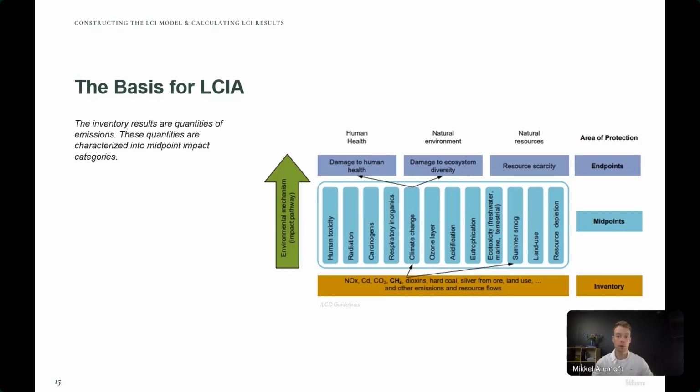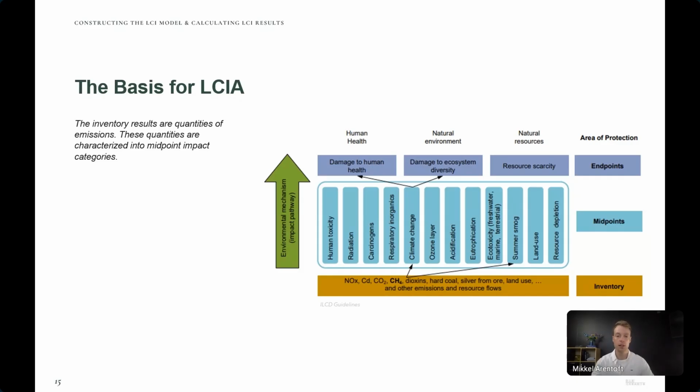Once all the processes are modeled in the product system, we can begin calculating the impacts. What actually happens inside the software is that we have input all the inventory data. That's the data that we have gathered and we modeled our system. That includes specific amounts of substances being measured.